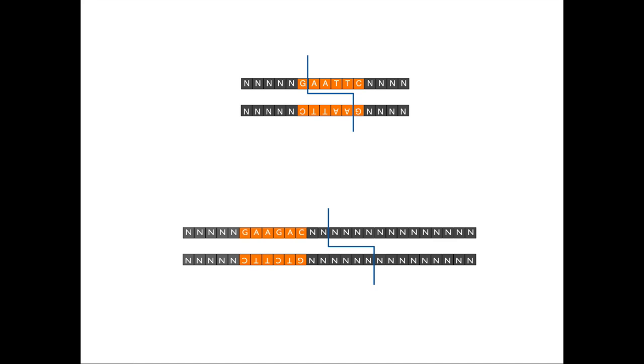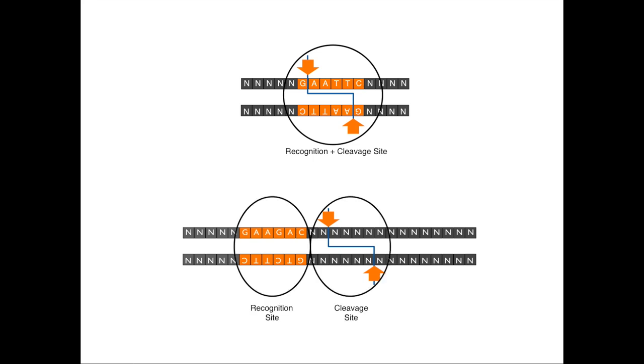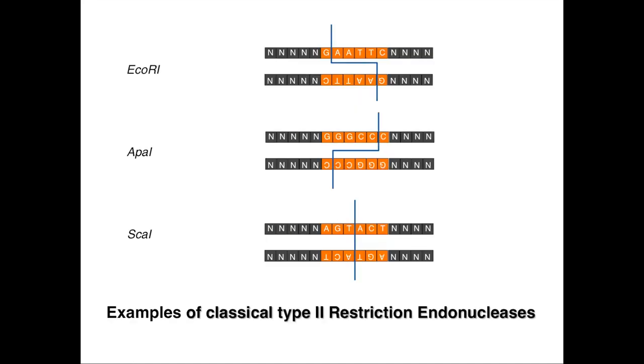Restriction enzymes cut DNA by making two incisions, one in each sugar phosphate backbone. They are classified into types according to their structure and whether they cut their DNA substrate at their recognition site, or if the recognition and cleavage sites are separate from one another.